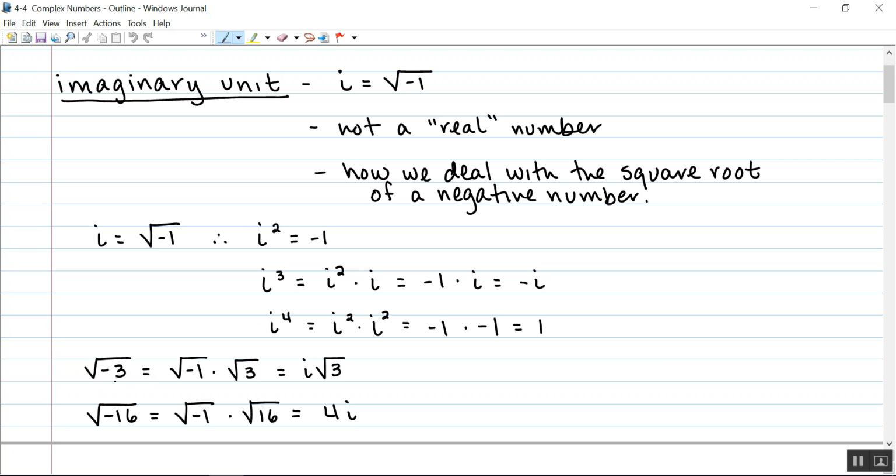So suppose I had the square root of -3. I break that down into the square root of -1 times the square root of 3. Square root of 3 is irrational, I just leave it that way, and I rewrite square root of -1 as i. So the square root of -3 is equal to i square root of 3. Square root of -16 is the square root of -1 times the square root of 16. Square root of 16 is 4. Square root of -1 is i, so I write that 4i.